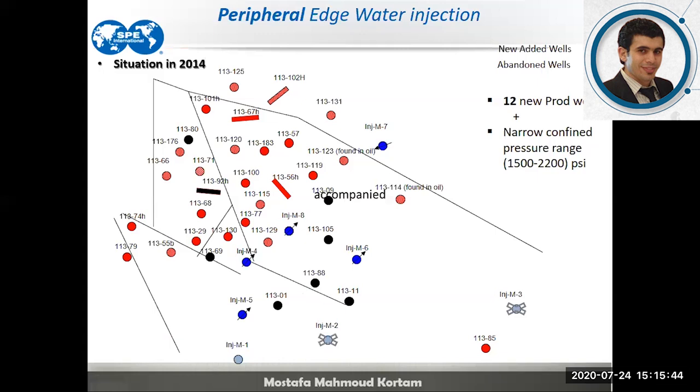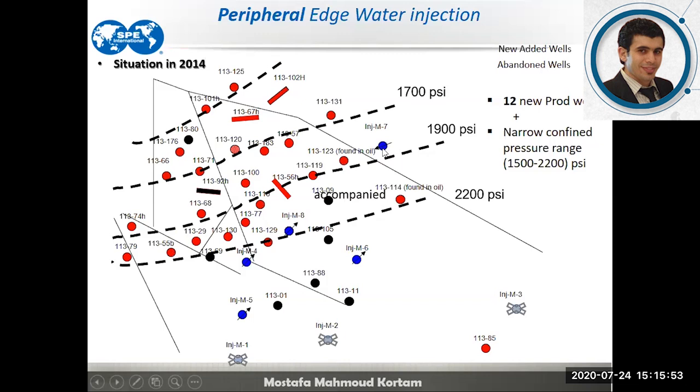The injection on the periphery was completely shifted toward a dispersed water injection, and the peripheral injection was replaced by another five injector wells, while the isobar map, as was depicted in the previous chart, became a narrow range from 2,000 to just 1,500 psi. So that narrow range of pressure would improve the efficiency of the secondary driving mechanism.